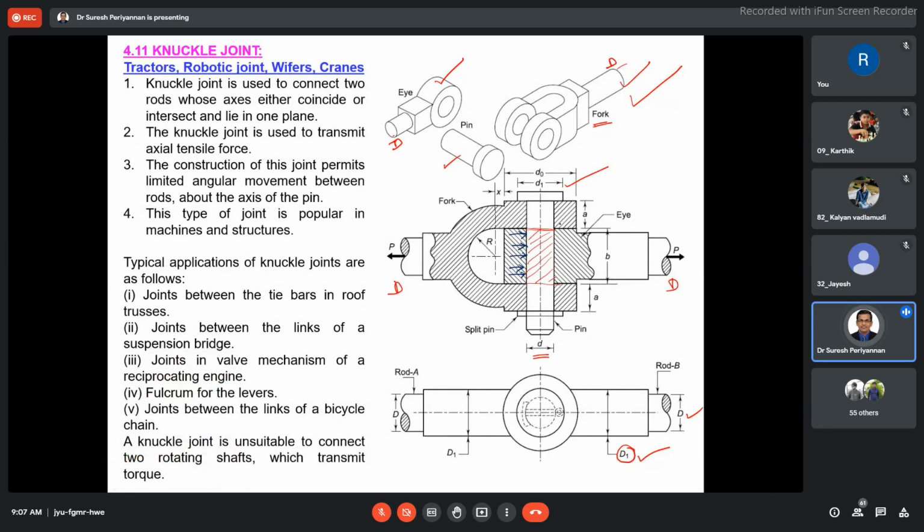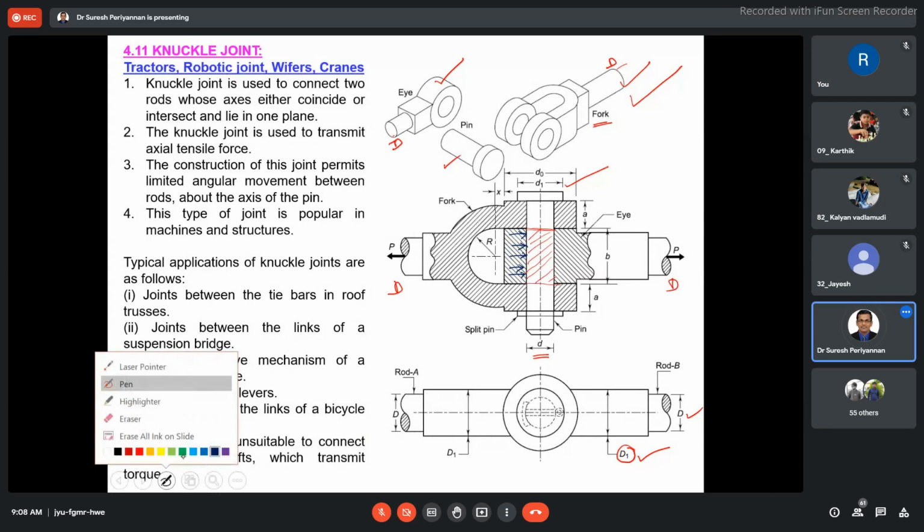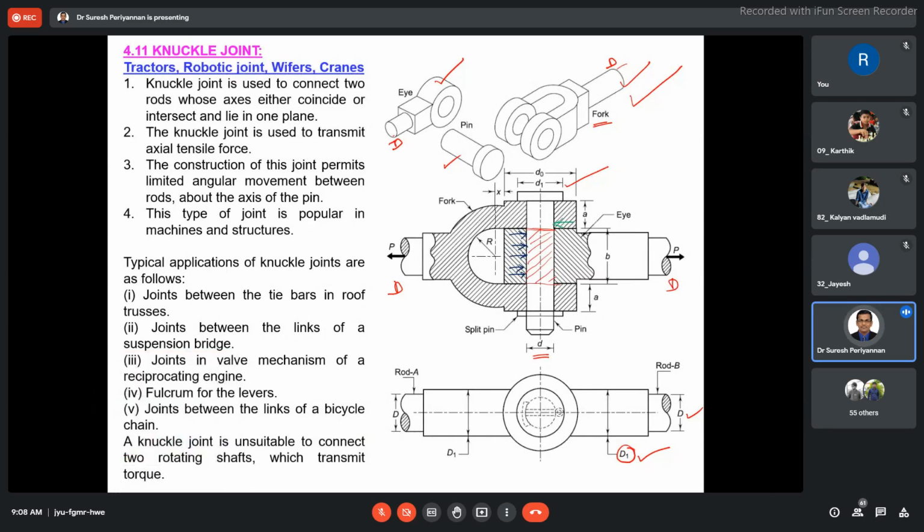But this is the region P by 2. P by 2 is subjected here, more magnitude here, less magnitude here, less magnitude here. It looks like a uniformly varying load. Uniformly varying load here.